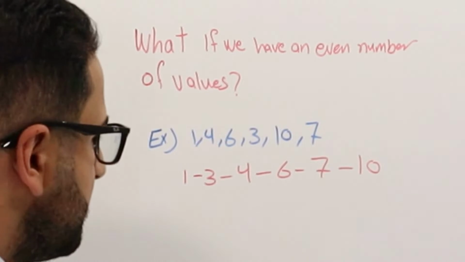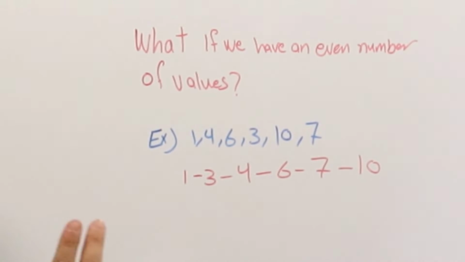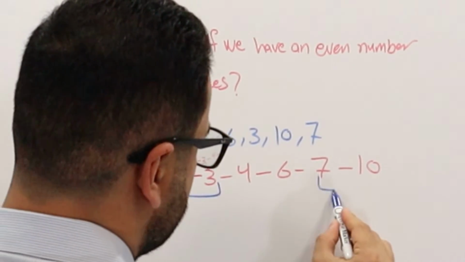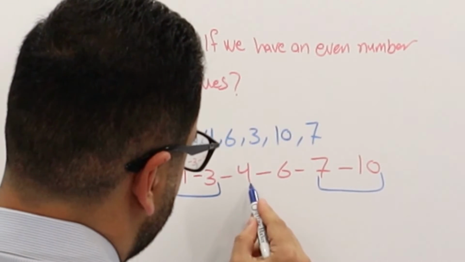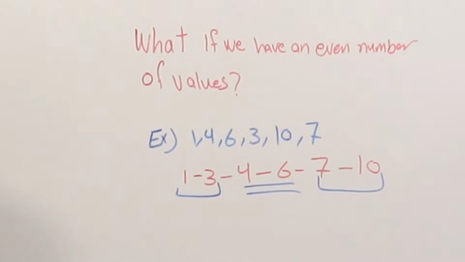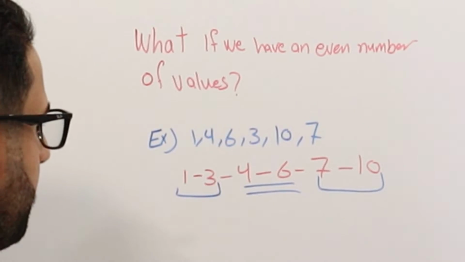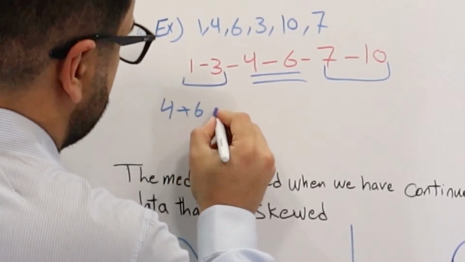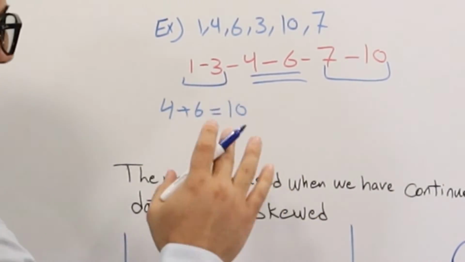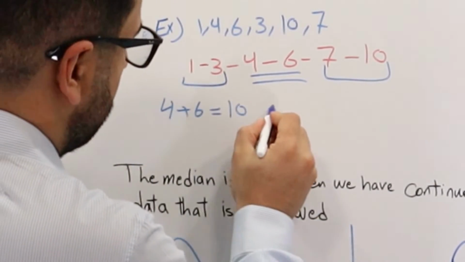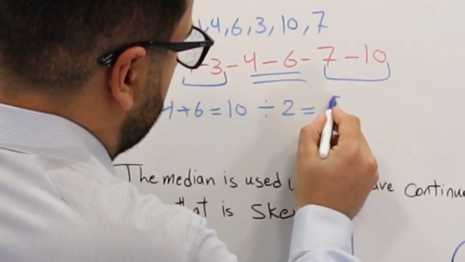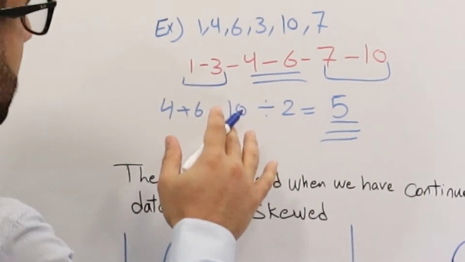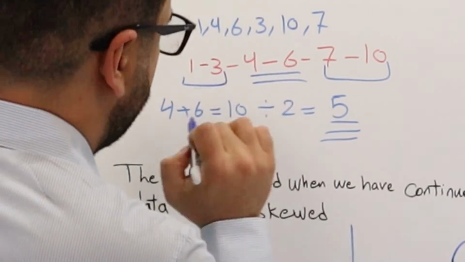What we do in this case is pick the middle 2 numbers. Here we have 2 values on each side, and the middle 2 are 4 and 6. Once we figure out the 2 middle numbers, we add them up. 4 plus 6 is 10. Then we divide this 10 by 2, which is 5. So the median for this example is 5.